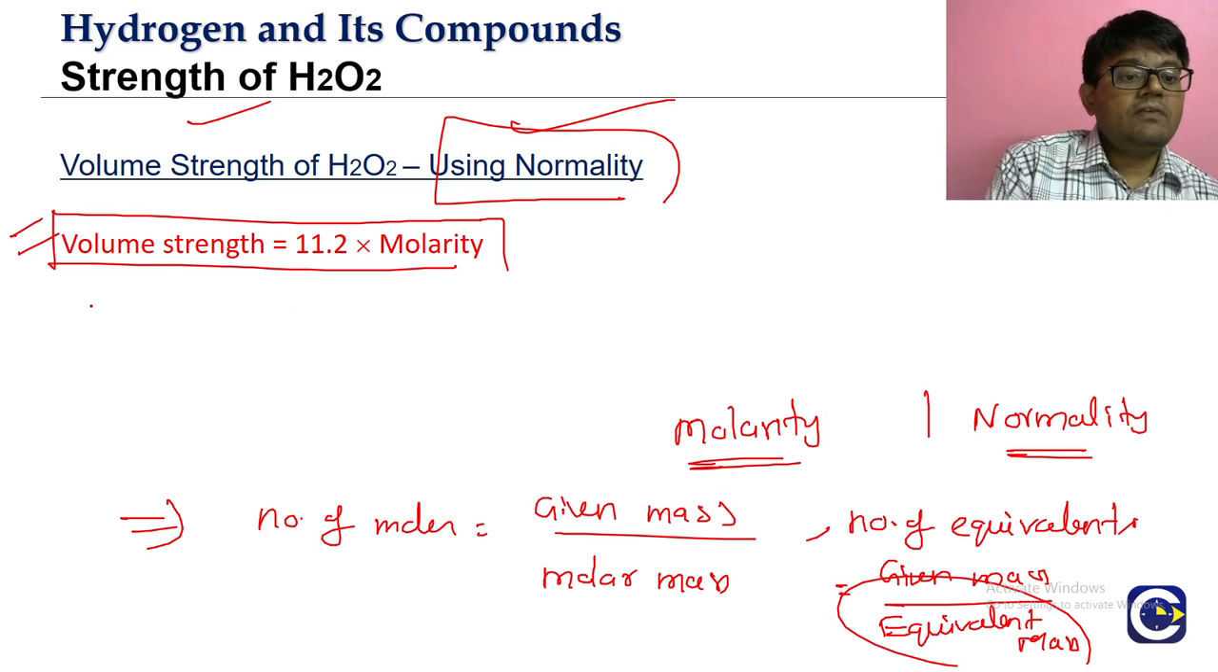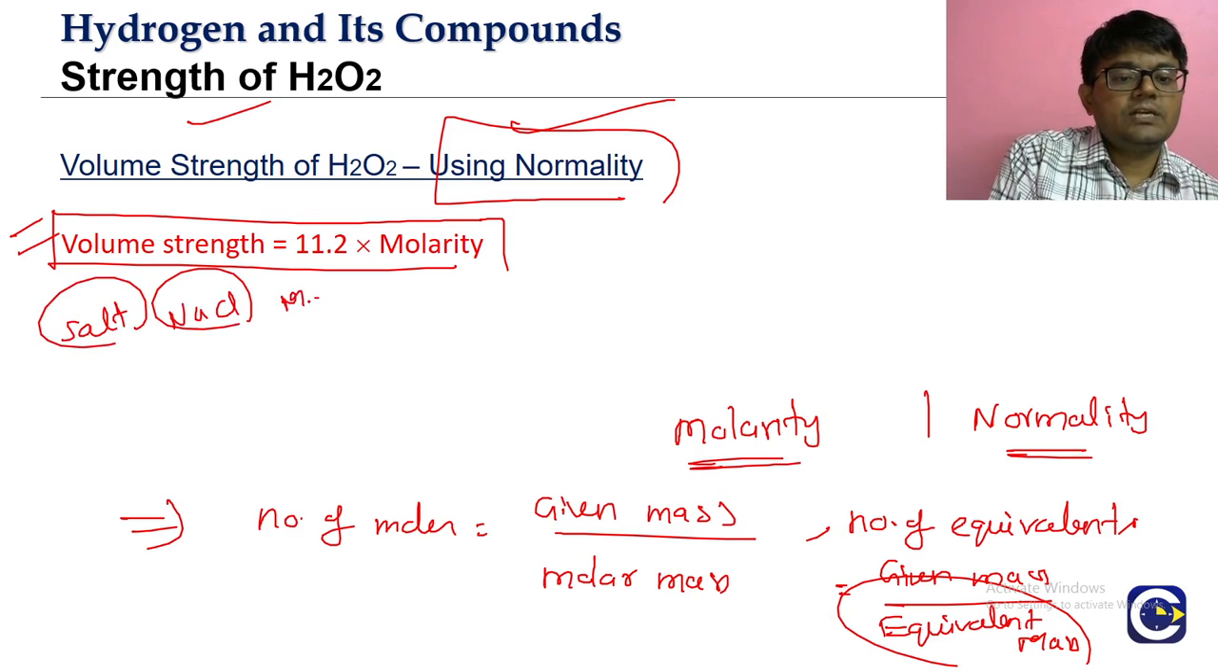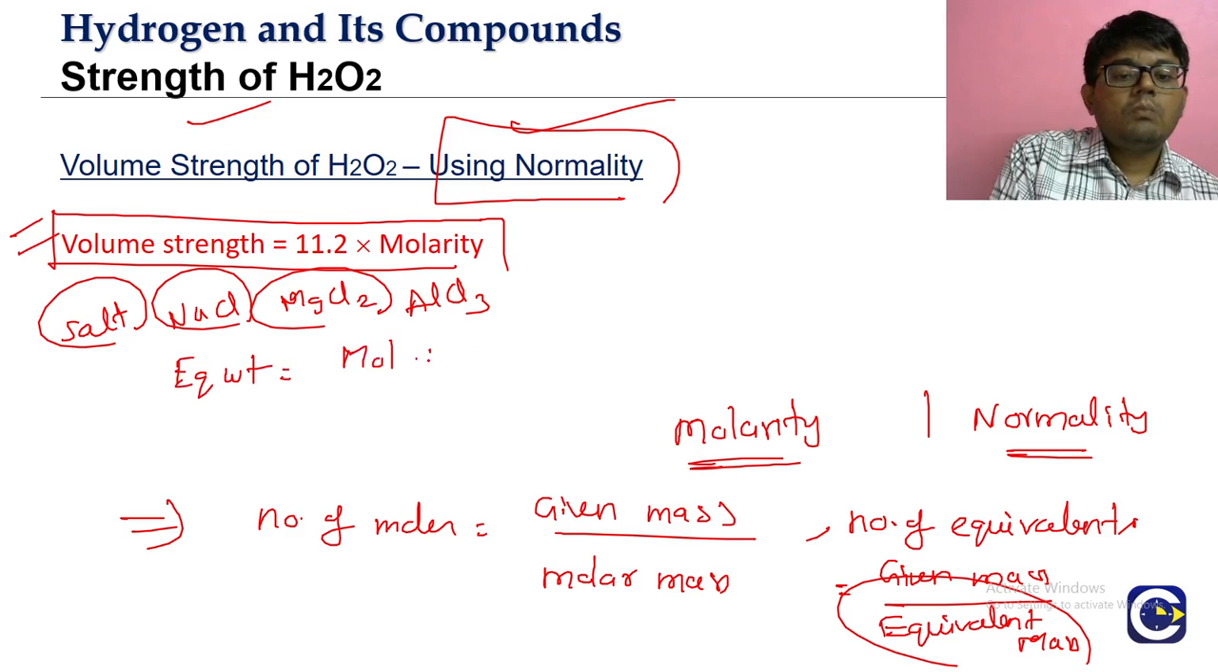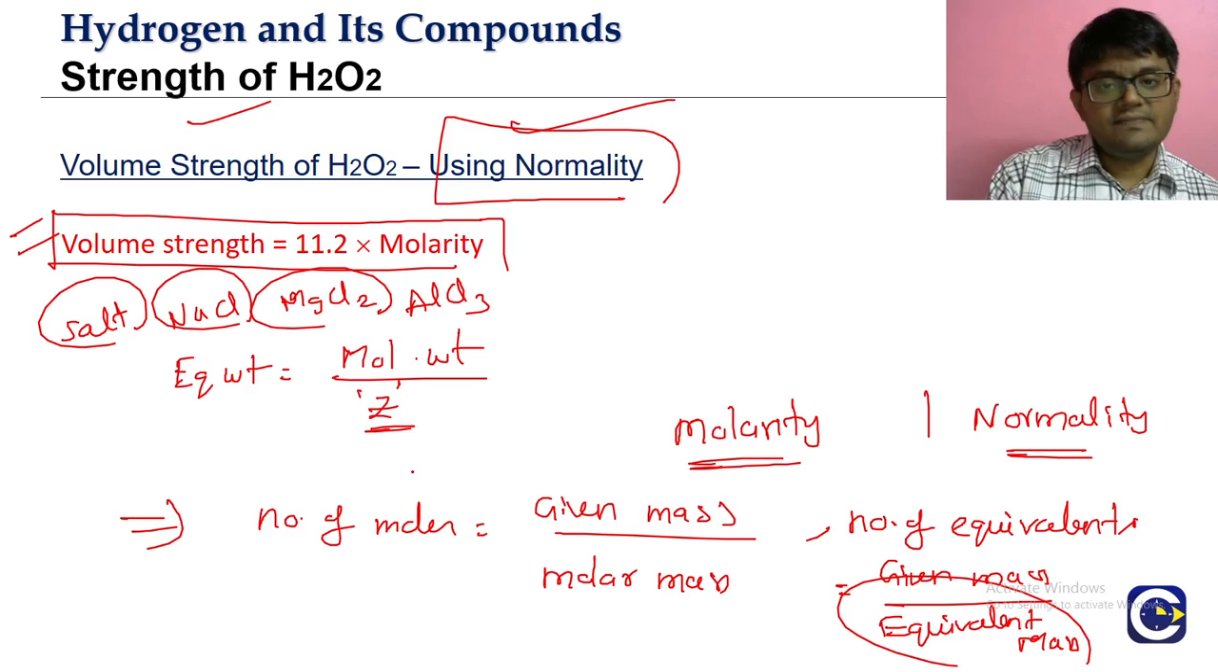Like say you have a salt like NaCl, MgCl2, AlCl3, like that we have a salt. For the salt, what is the equivalent weight formula? Equivalent weight will be equal to molecular weight divided by, here we will say Z. Z is the valency factor. What is the valency factor? The total charge on the cations, which will also be equal to total charge on the anions. You see NaCl, what is total positive charge on the cations? 1. Total negative charge on the anions will be 1.